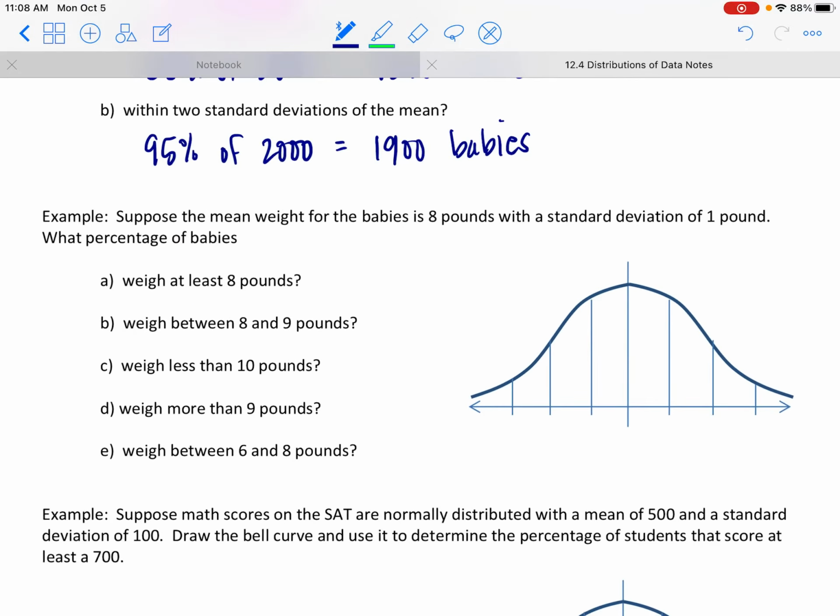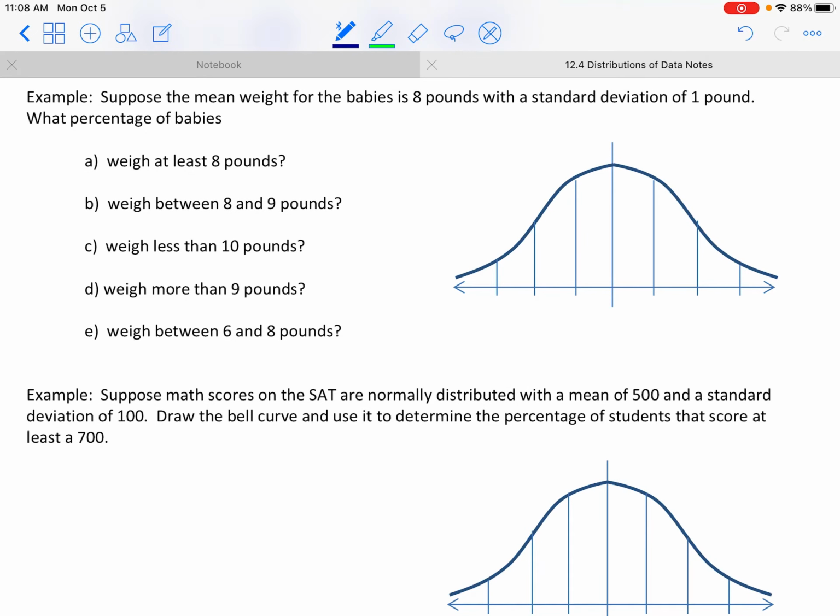Okay, so there's that. Now let me just show you another one where we can put some more of the numbers in practice. Let's suppose that the mean weight for the babies was 8 pounds and there was a standard deviation of 1 pound. So if the mean weight is 8, in your distribution, because it's a normal distribution, the mean of 8 would have to be right there in the center. Okay, so half the babies weigh less than 8 pounds, half the babies weigh more than 8 pounds. So the mean of 8 goes in the middle.